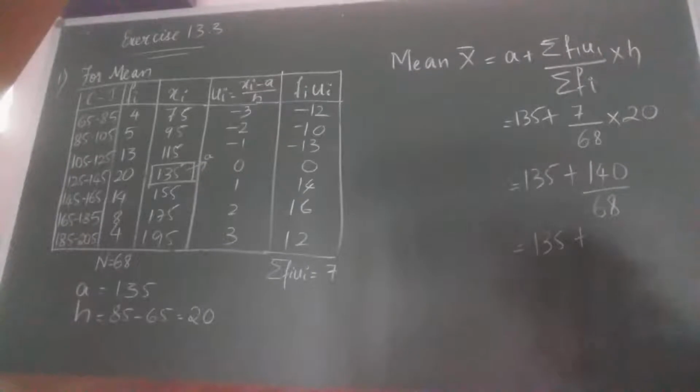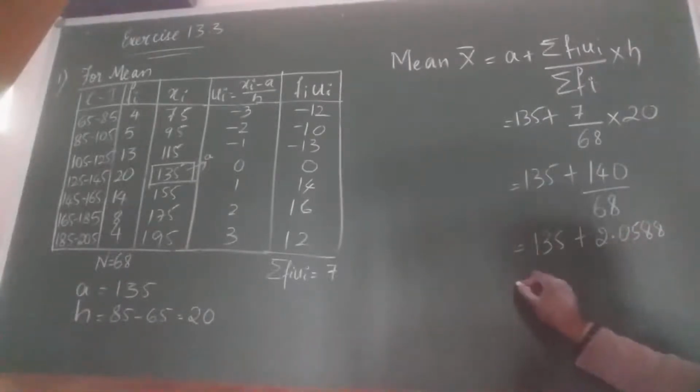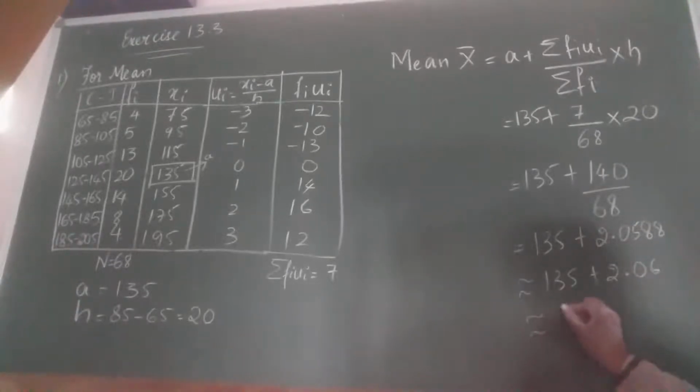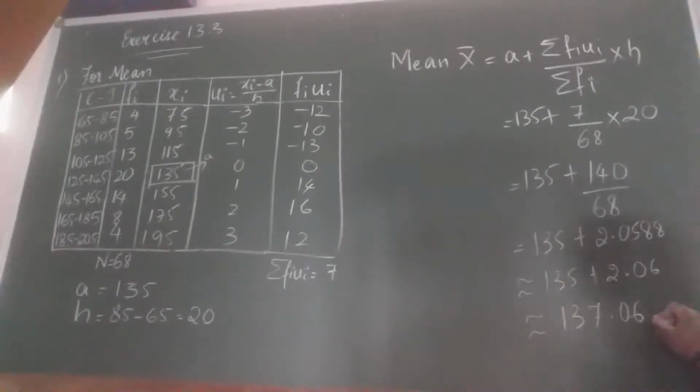What will be the answer in the decimal form? How much will you get in the decimal form? 140 divided by 68 is nothing but 2.0588. So approximately we can take it as 135 plus 2.06. So add it, 137.06. This is nothing but the mean.